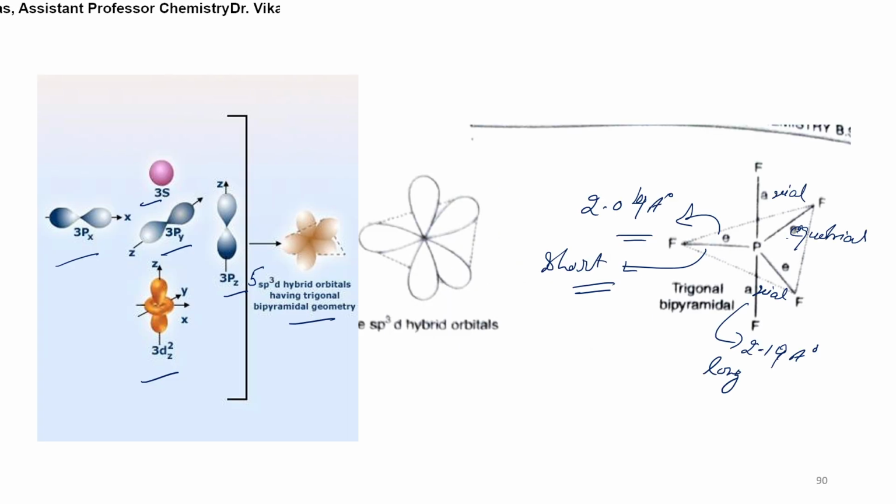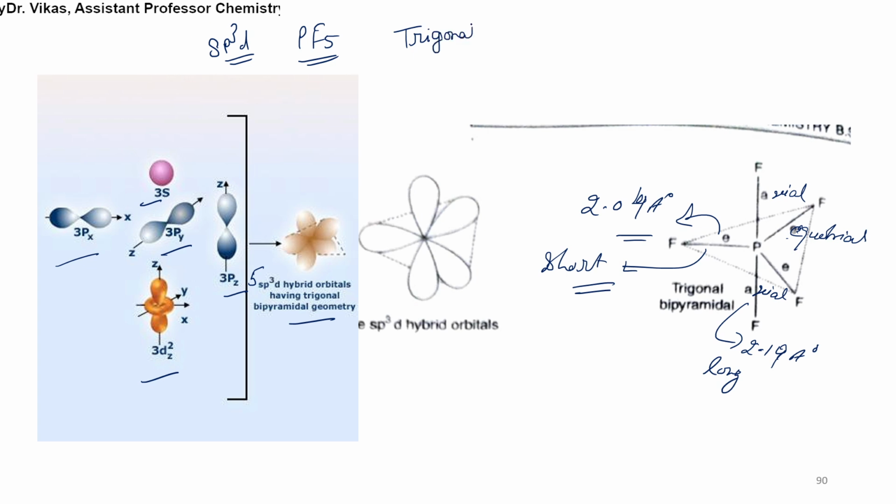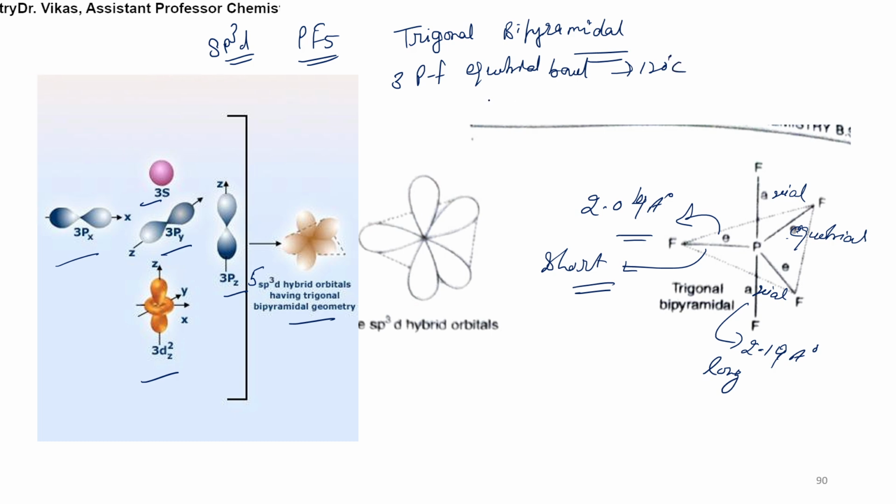Okay, so this is the hybridization of sp3d, and the case we discussed is PF5, with trigonal bipyramidal geometry. The 3 PF equatorial bonds are at 120 degrees and the 2 PF axial bonds are at 90 degrees.